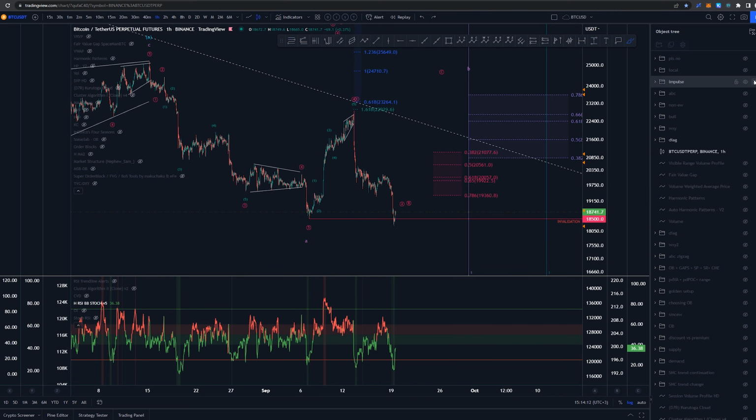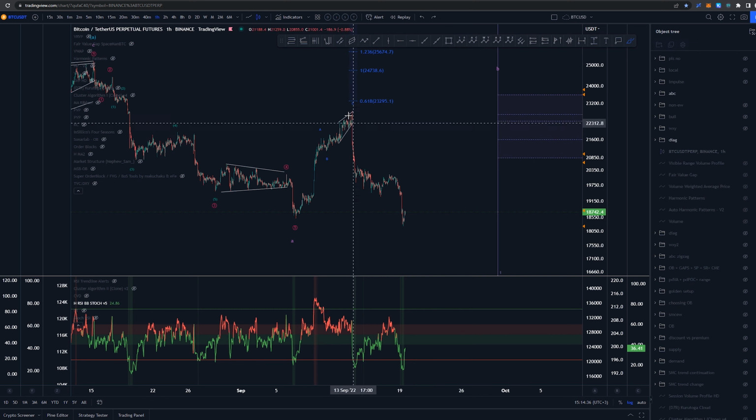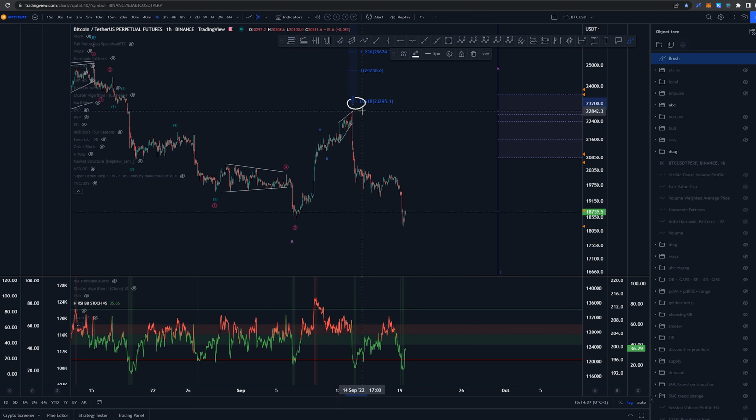For this scenario, we would have this as a 1, 2, 3, 4, 5 into an A wave, then a B wave, and then a contracting diagonal into the end here for that C wave. The C wave did not get to the 1.618, nor did the B retrace enough for that to be really valid in any kind of scenario.